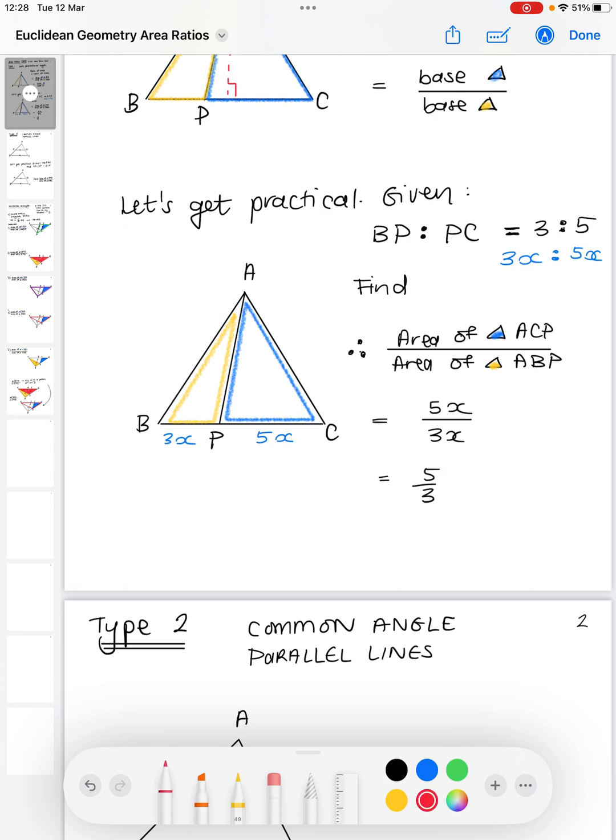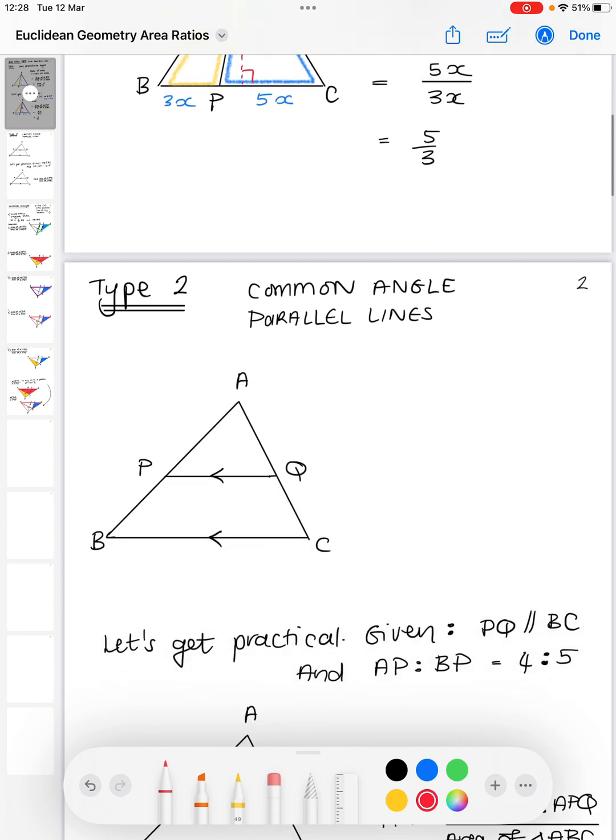Something I want to draw your attention to is the fact that this is a type 1 triangle, in the sense that they share the same common height. We don't know what the height is, we also don't care, because it will cancel out once you work out the areas. Okay, so this is on page 240 if you want to refer back to that.